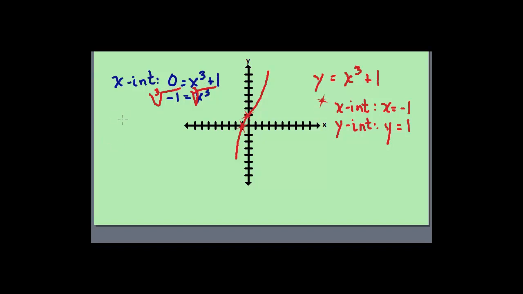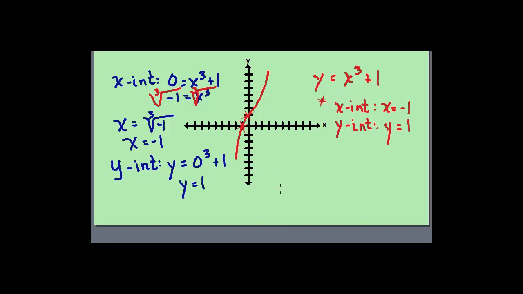And then I get that x equals the cube root of negative 1, which I can then say x equals negative 1. I'm looking for the y-intercept. I'll substitute in 0 for x. This is my favorite one to do because I don't have to solve for anything. I just get to plug it in and compute, and then I get y equals 1. Accordingly, I can write these intercepts as (-1, 0) and (0, 1). There's my x-intercept and my y-intercept.